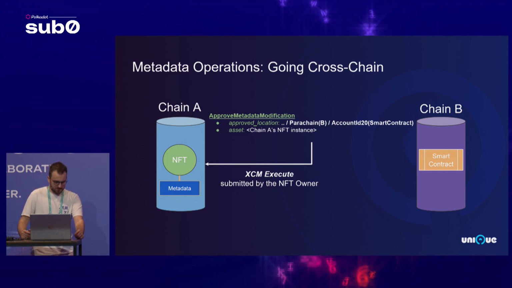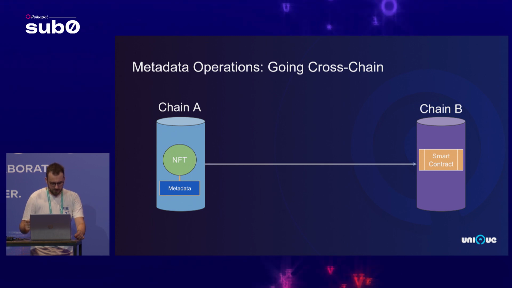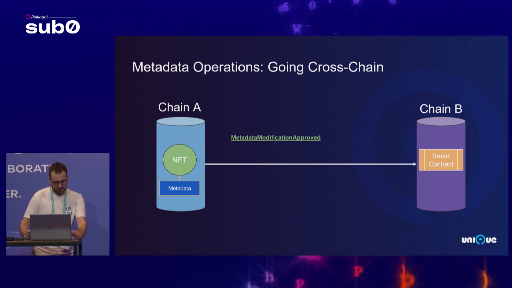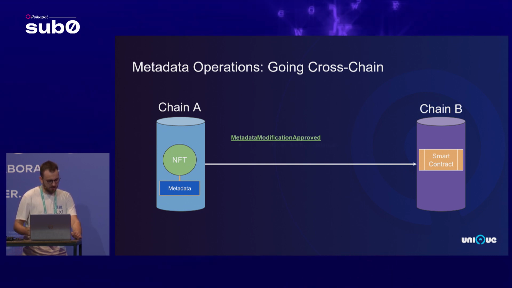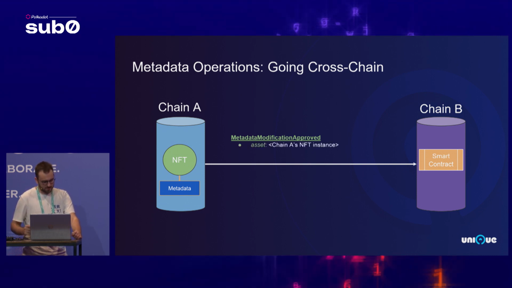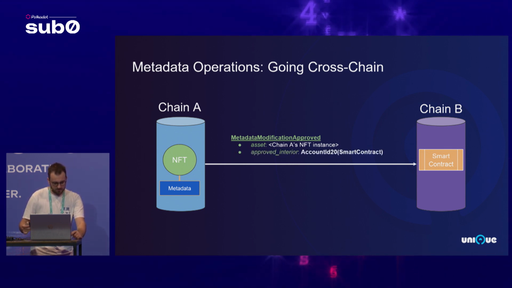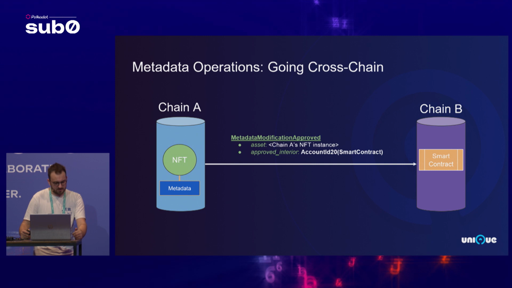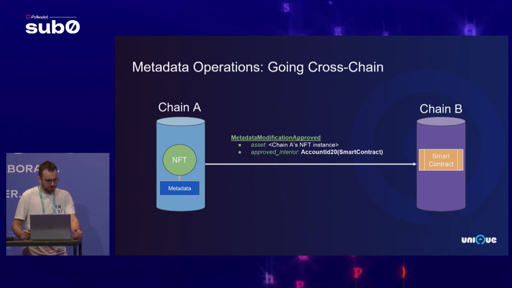During the execution of this instruction, the XCVM of chain A will send the metadata modification approved message, telling chain B that it is now allowed to send metadata modifications for our NFT. Also, this message tells chain B what specific interior entity should initiate such requests. In this case, only the approved smart contracts should be able to initiate them.